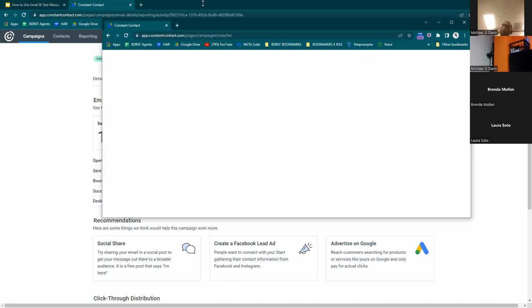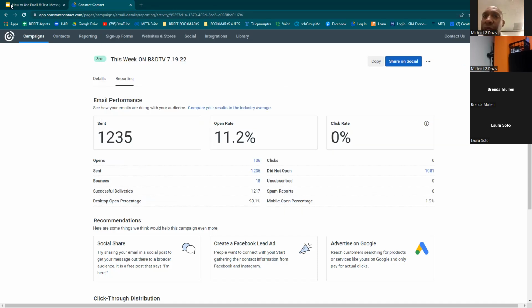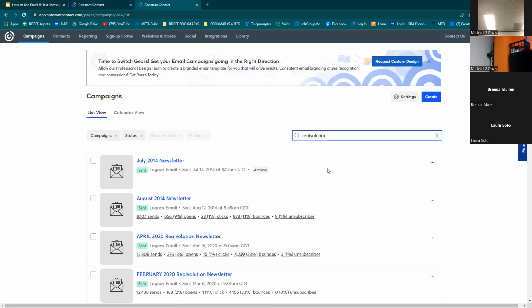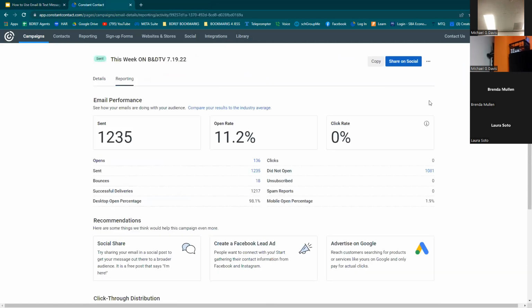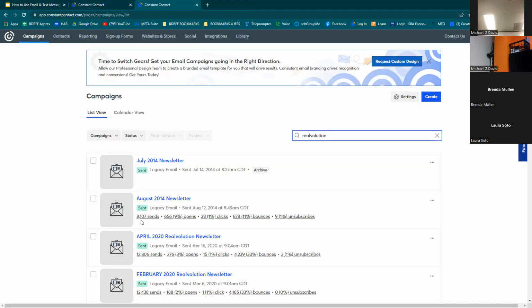Unless you want to guide me as far as where you feel a recent one is. You'll see it there, as well as when you're in Constant Contact and you've done multiple campaigns, you can see it summarized here as well, with the number of bounces, sends and opens.